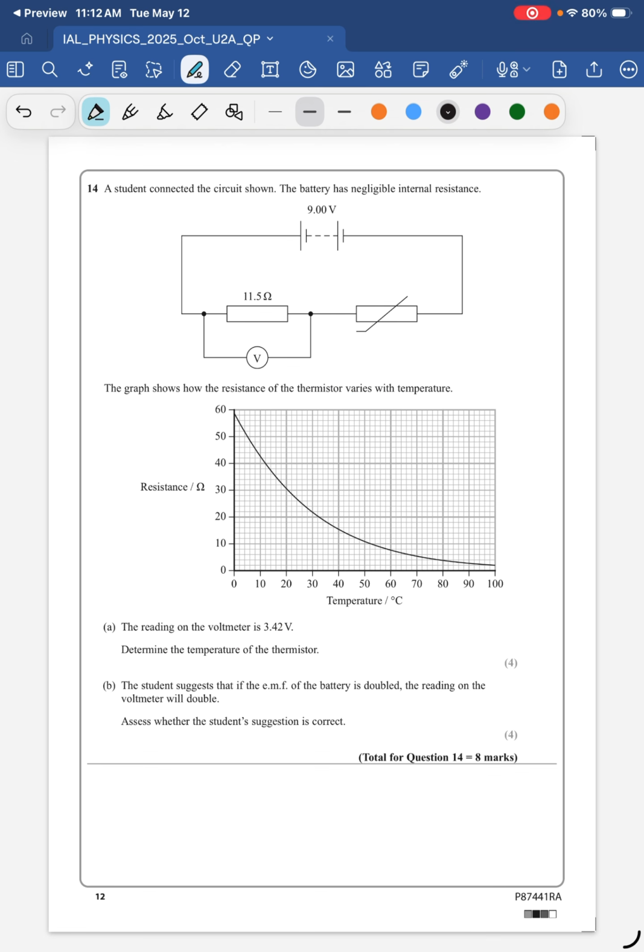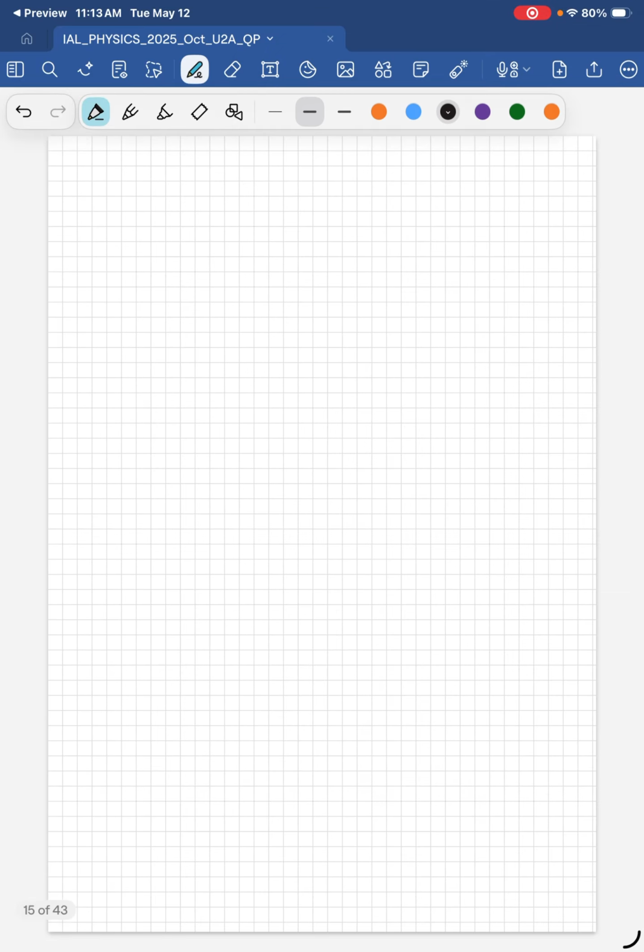Okay, question 14. A student connected the circuit shown; the battery has negligible internal resistance. The graph shows how the resistance of the thermistor varies with temperature. The reading on the voltmeter is 3.42 volts. Determine the temperature of the thermistor. Let's again create a clean page. By the way, the A version of these papers, like Unit 2A, Unit 3A, they do provide space for you to write, but in the back of the paper. I don't know why they do that, but that's why I use clean pages.